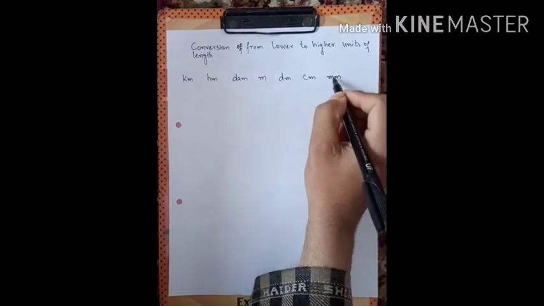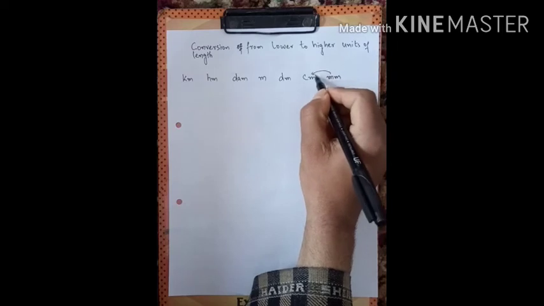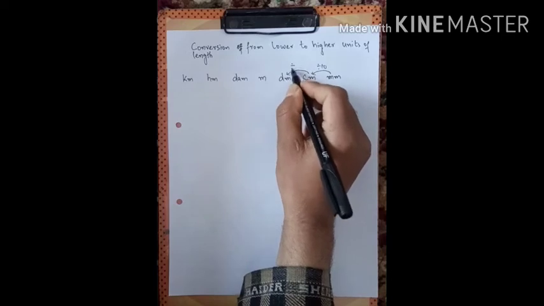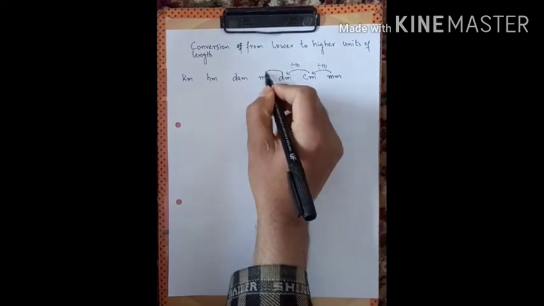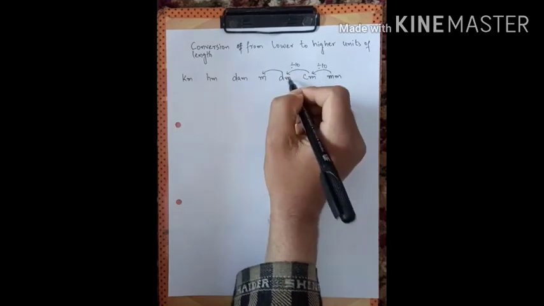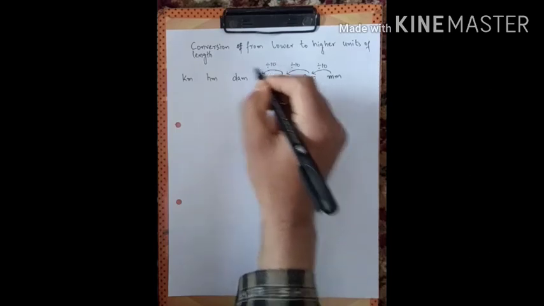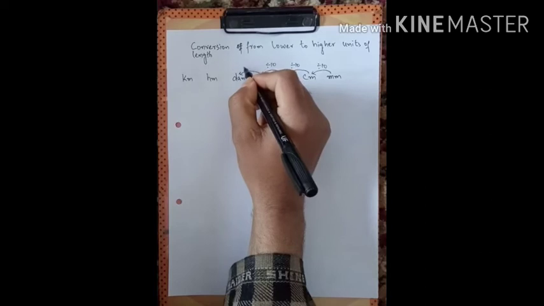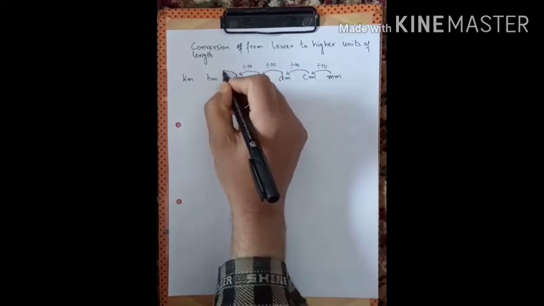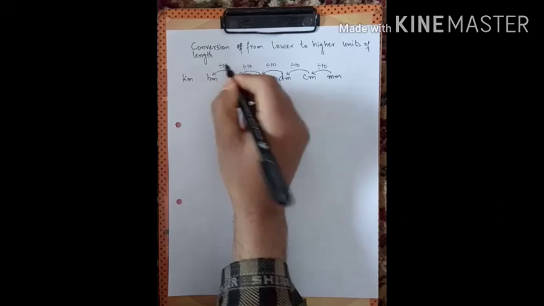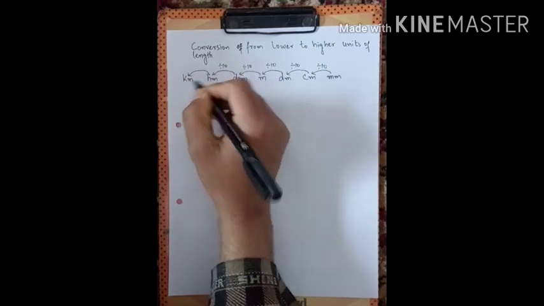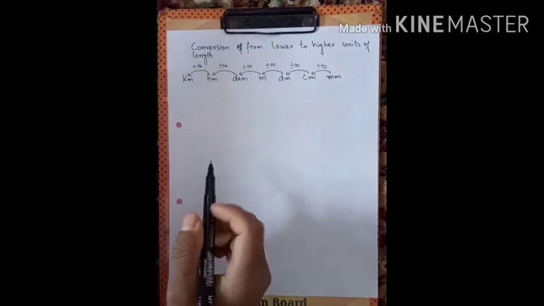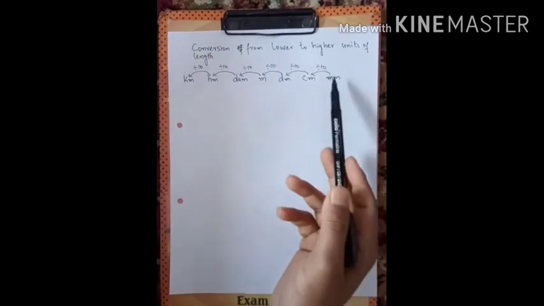We always divide 10 in every step. That is, when we move from millimeter to centimeter, we divide 10. Similarly, when we move from centimeter to decimeter, we divide 10. When we convert from decimeter to meter, we divide 10. Similarly, from meter to decameter, we divide 10. Decameter to hectometer, we divide 10. Hectometer to kilometer, we divide 10. That is, for every step we have to take 10.